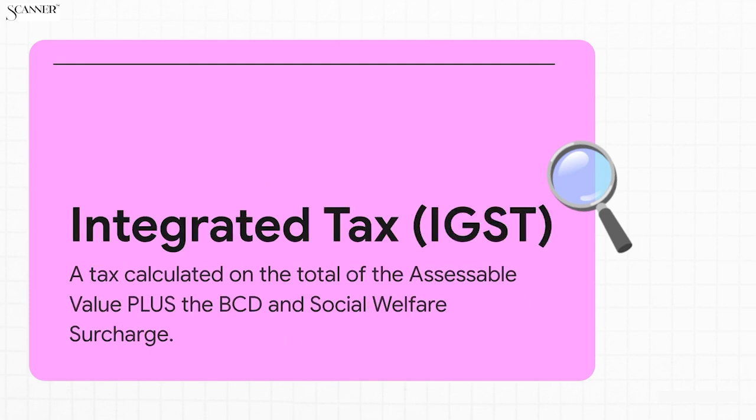And our final main spice is the integrated tax, or IGST. This is part of the whole GST system, and just like with our other ingredients, the order is absolutely critical. IGST is calculated on a subtotal that includes our original assessable value, plus the BCD, plus the SWS. It's a tax on the entire accumulated value up to this point.